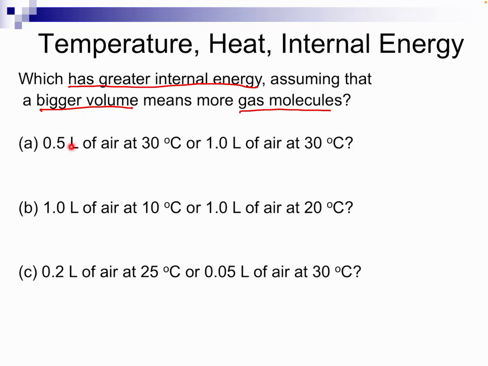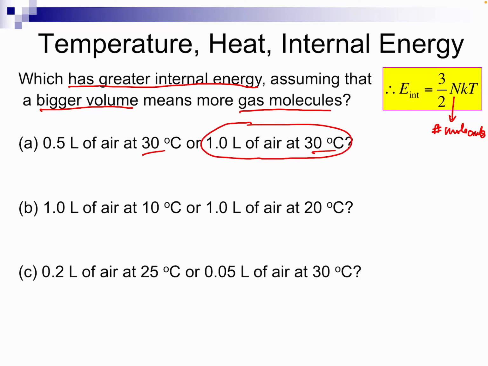So for the first case, you have 0.5 liters of air at 30 degrees Celsius, and comparing that to a bigger volume, 1 liter of air at the same temperature, which gas will have a greater internal energy? Yeah, more air means more internal energy. Yeah, and it's the number of molecules. So of course, given the same temperature, more air will have more. How about the second one?